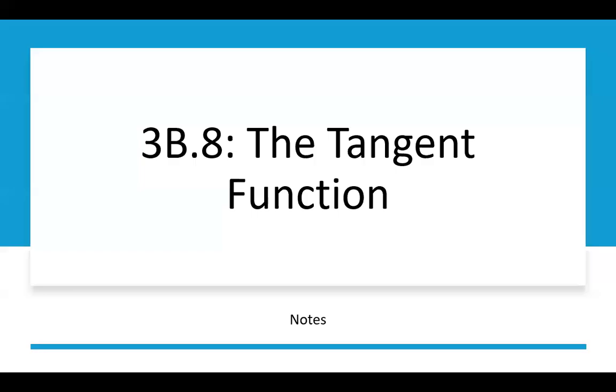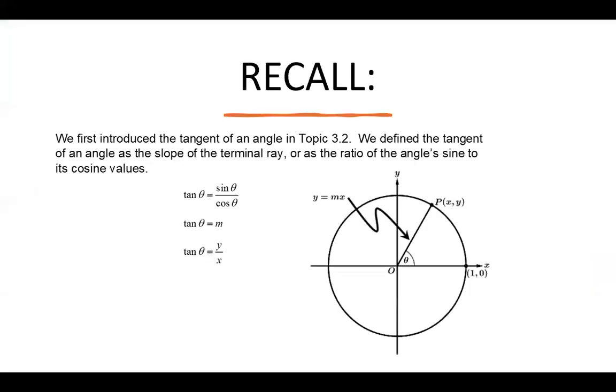Okay, we're on the tangent function. So we've done sine, cosine. Now we're on to tangent. Recall, you guys remember that when we learned about the tangent function, it was tied to sine and cosine, correct? And then it is a ratio between sine and cosine.